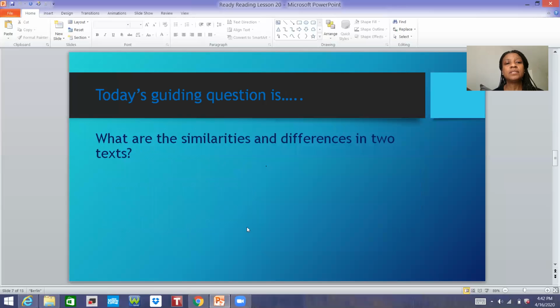Today's guiding question is, what are the similarities and differences in two texts? Here's another word we can use when we compare. Similarities just means the same thing as how two things are the same or alike. And differences is just saying how to contrast things or how they are not alike.